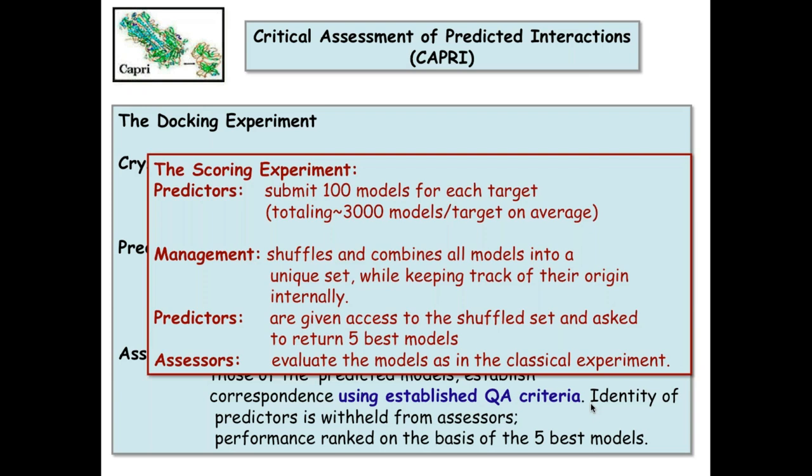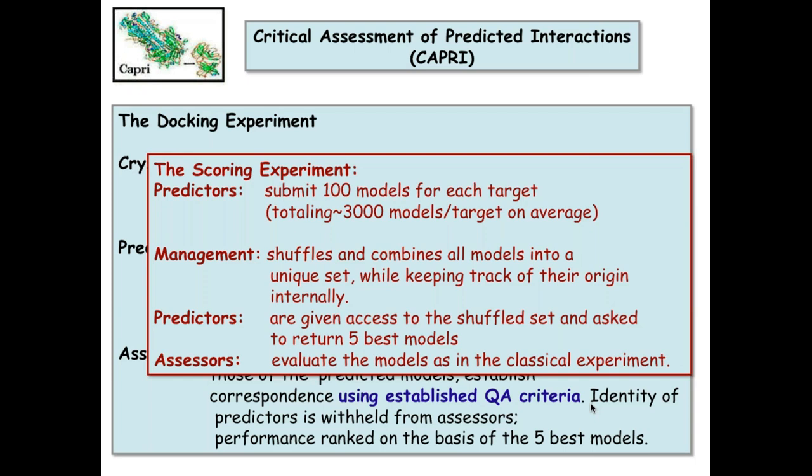The predictors submit their 100 models, often totaling about 3,000 models per target on average. The CAPRI management shuffles and combines all these models while keeping track of the origins, and predictors are given access to the shuffled set and asked to return 5 best models. The assessors evaluate the models in the classical experiment.